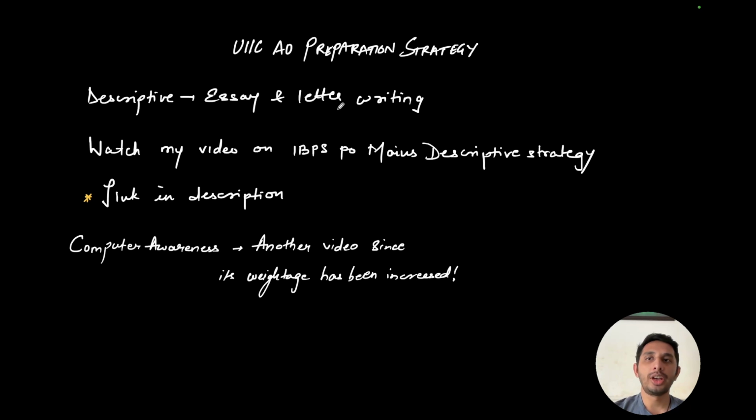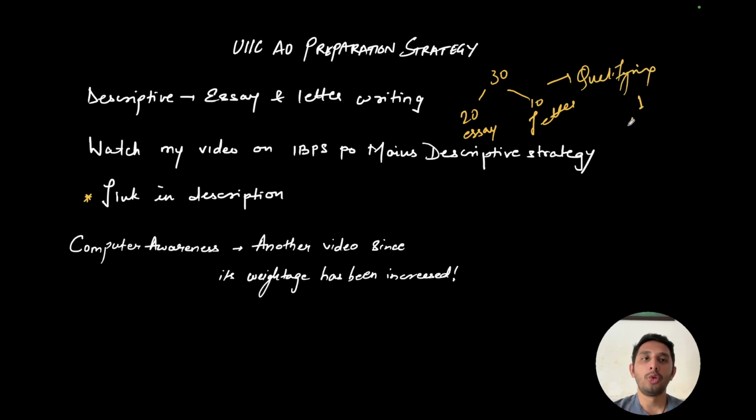So now we come to the descriptive part. The descriptive will be of around 30 marks, out of which 20 will be for essay and 10 for letter writing. And this will be qualifying in nature. You just need to qualify. It won't be counted for merit. Only the online test and the interview will be counted for the merit list.